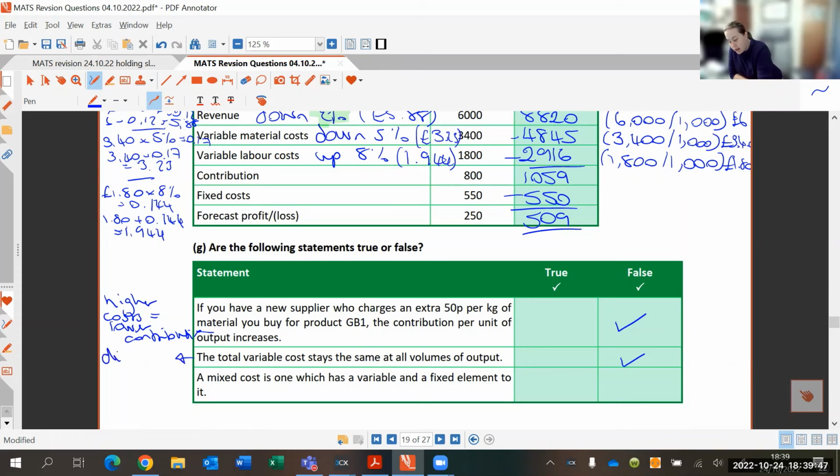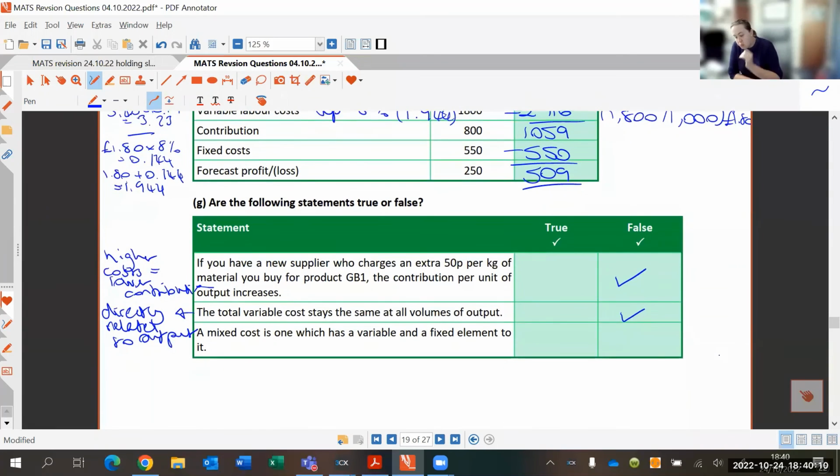It directly relates to output. So if you've got more units, you're going to have more cost overall on those variable costs, because you've got more material that you've got to buy, or more labour hours you've got to pay your staff for, because you've made some more units.